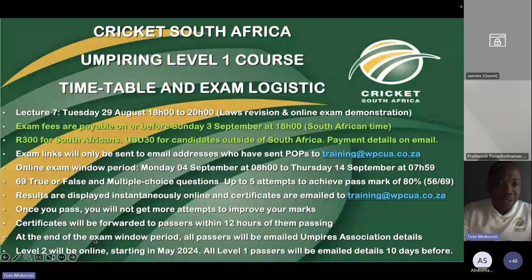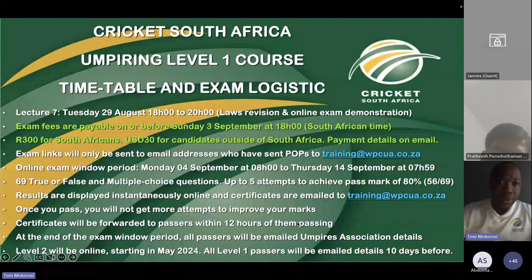Last but not least, in terms of admin details, a lot of you, I'm sure, will want to do level 2 and level 3 with us. You're most welcome. Our next level 2 will be online, and it will start in May 2024. You do not have to do anything. As long as you've passed level 1, you'll be on our database for our mailing list of level 2 and 3 courses, and you will receive a detailed email about level 2 10 days before the first level 2 online lecture.